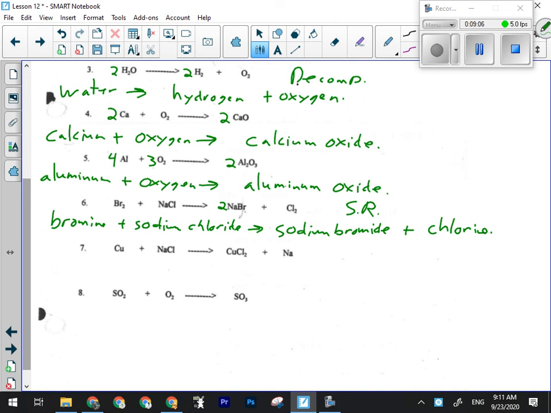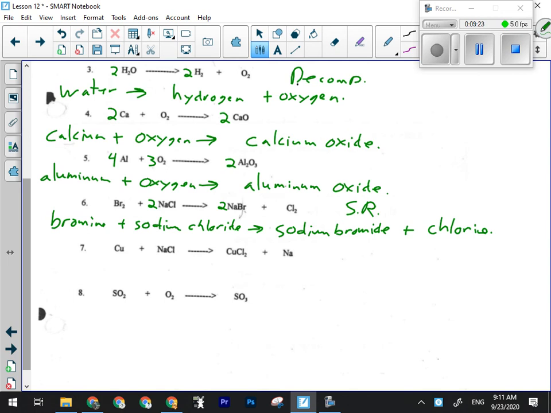But when I put a 2 there, it gives me 2 sodiums. So I've got to go back to the reactants and make sure I've got 2 sodiums. When I put the 2 there, it gives me 2 chlorines, and there's 2 chlorines in the products, so I'm good. Got it balanced. Okay, how many people are done up to number 8?